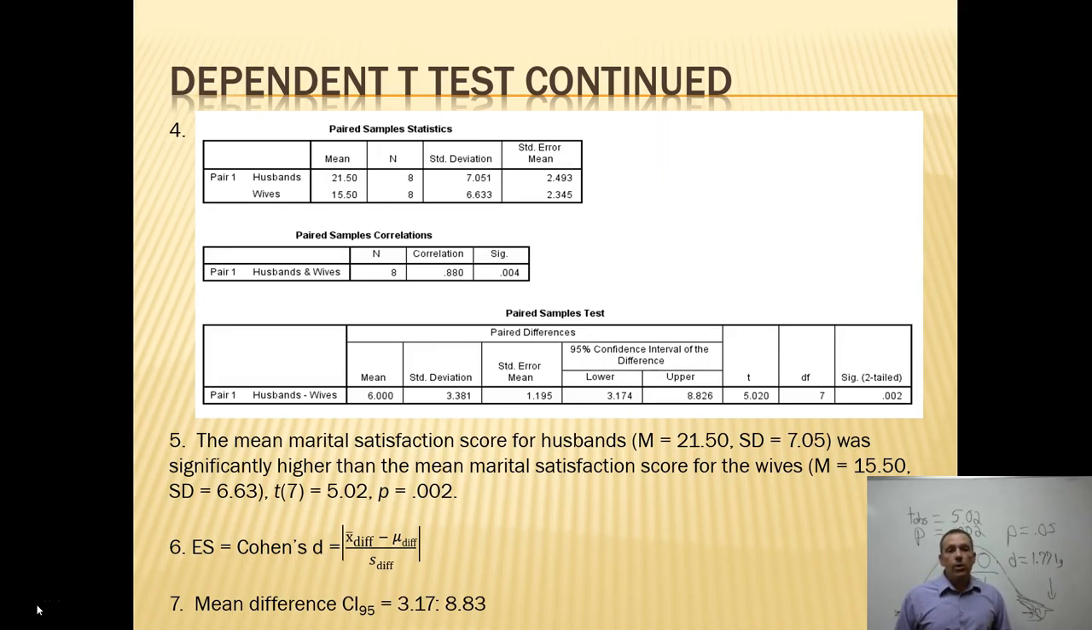All right, the last thing we want to do is note our confidence intervals. Again, SPSS prints this out for us, so all we're doing is transferring these. In this case, our lower bound is 3.17, and our upper bound is 8.83. So again, we are 95% confident that our true population value is somewhere between 3.17 and 8.83.